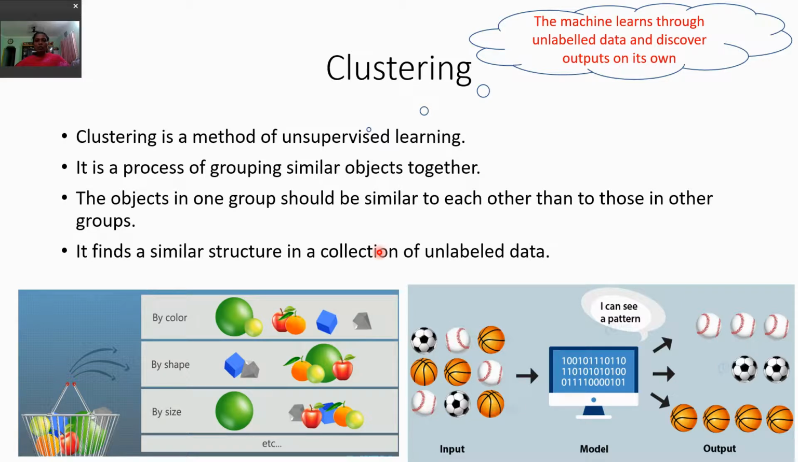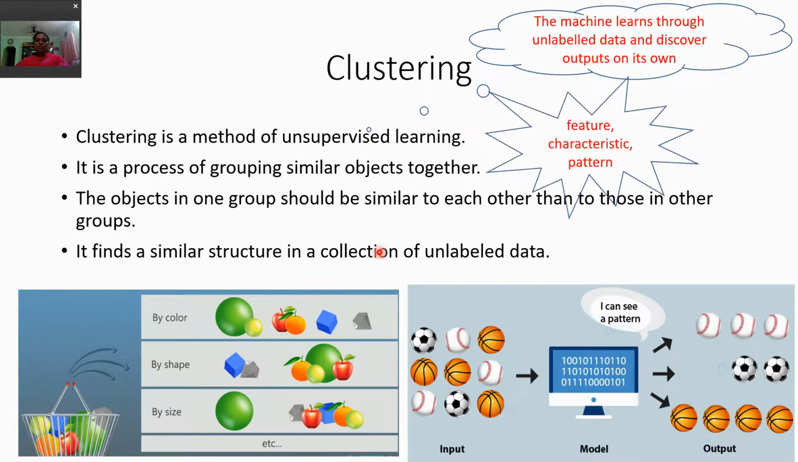Clustering is a process of grouping similar objects together. Here the objects are grouped based on features, characteristics or pattern which is available in that particular object. The objects in one group should be similar to each other than the object in the other group. Here you see we have a basket of objects. Here the objects can be either grouped based on the color or shape or size.